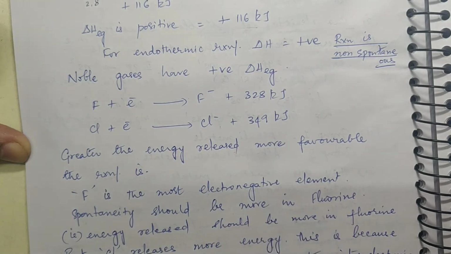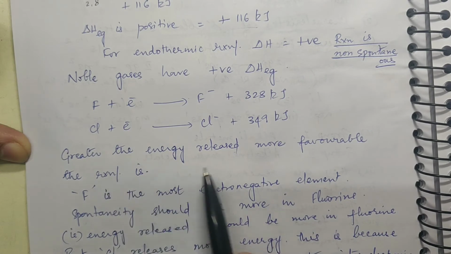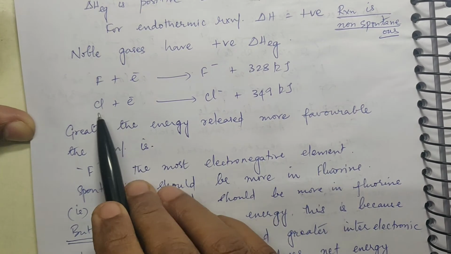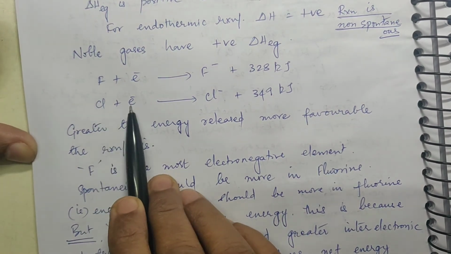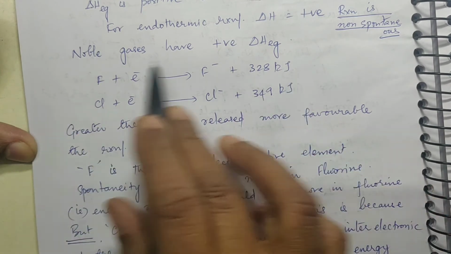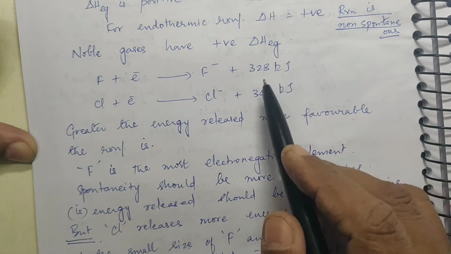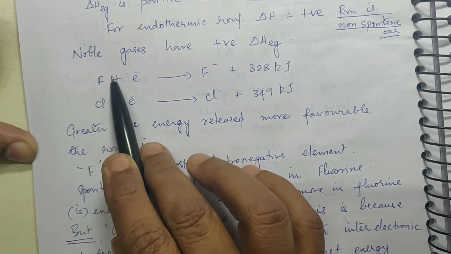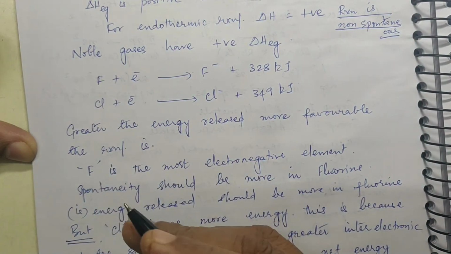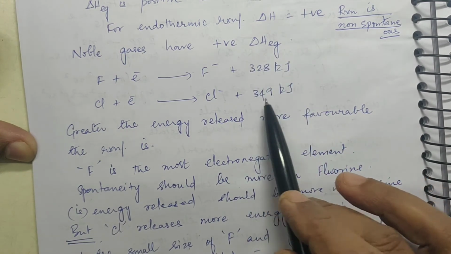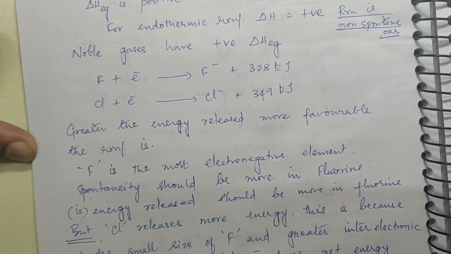Now why so? You also know that the greater the energy released, the more favorable the reaction is. So that means Cl grabs an electron much more readily than fluorine. This is what is understood from this equation. But then what is the reason we still say that fluorine is the most electronegative element? On what basis? In spite of releasing less energy than chlorine, fluorine is still considered the most electronegative.